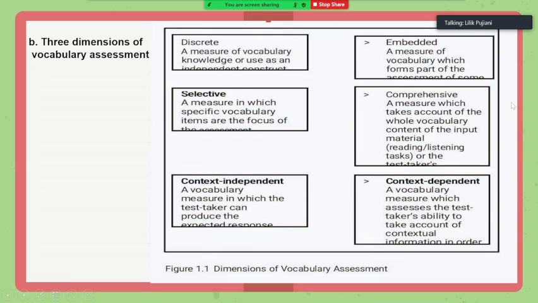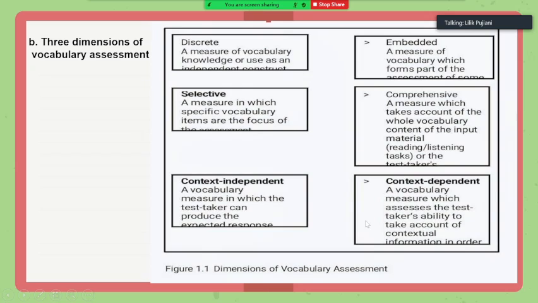Next, vocabulary assessment. As you know, there are three dimensions of vocabulary assessment. The first one is discrete. Discrete is a measure of vocabulary knowledge or use as an independent construct. The second is selective. Selective means a measure in which specific vocabulary items are the focus of the assessment. And the last is context independent. Context independent means a vocabulary measure in which the test taker can produce the expected response.